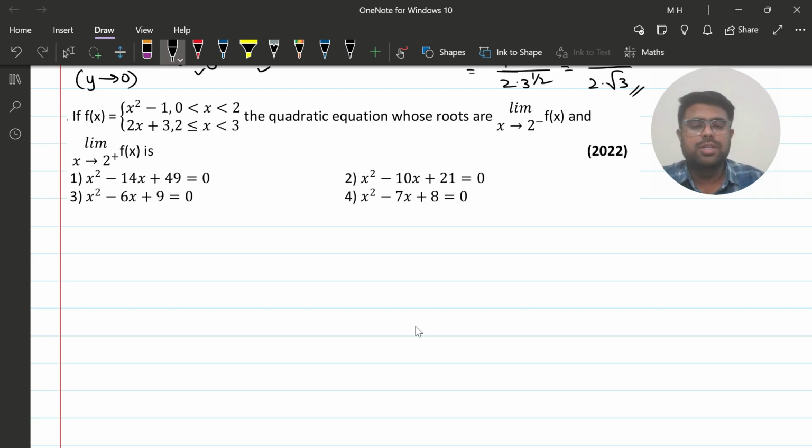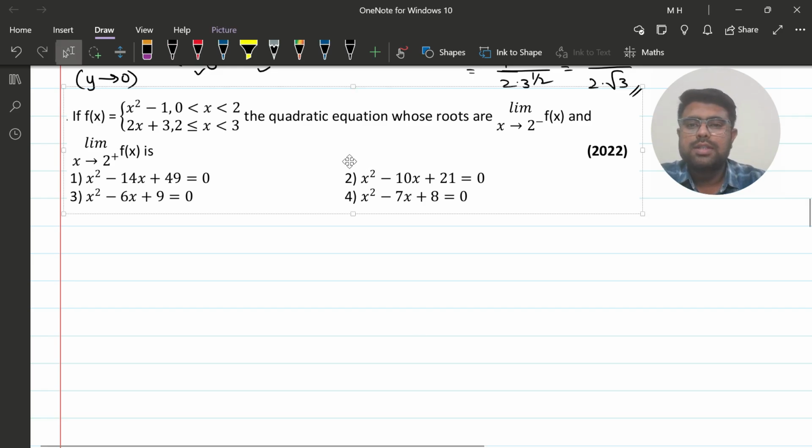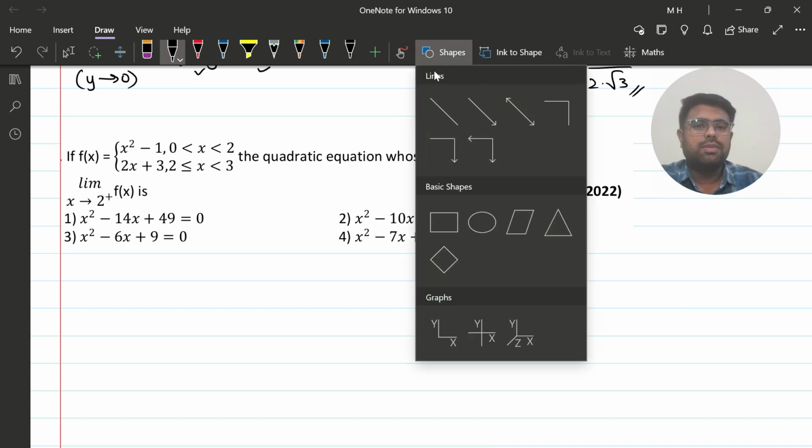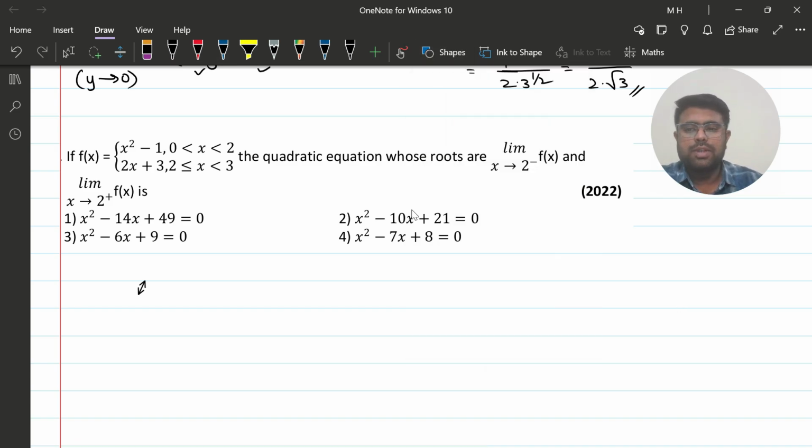Let us go to the next question now, again, which was asked in 2022. The question says, if f of x is equal to so and so, the quadratic equation whose roots are. Well, so first we will see what is the definition of the function. How is the function defined?